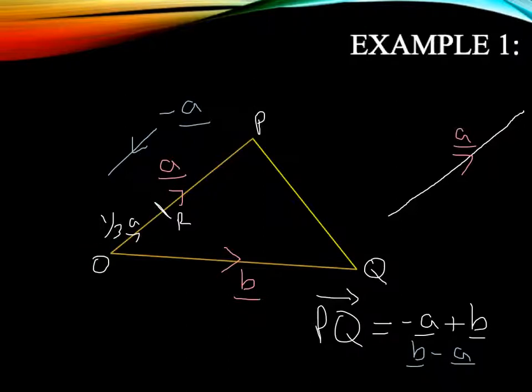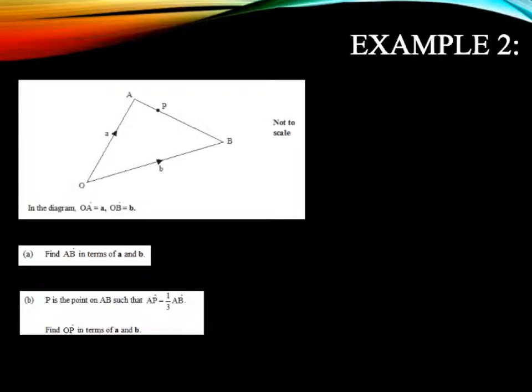Okay, let's have a look at an actual example. Right, in this diagram we can see that we've got some places O, A and B. We can also see that O to A is represented by this vector here, A, and O to B is represented by the vector B. The first question says find AB in terms of A and B. So I want to go from here to here, but we're doing it in terms of these vectors. So first of all, I'm looking and I'm saying, okay, I need to be starting at A.